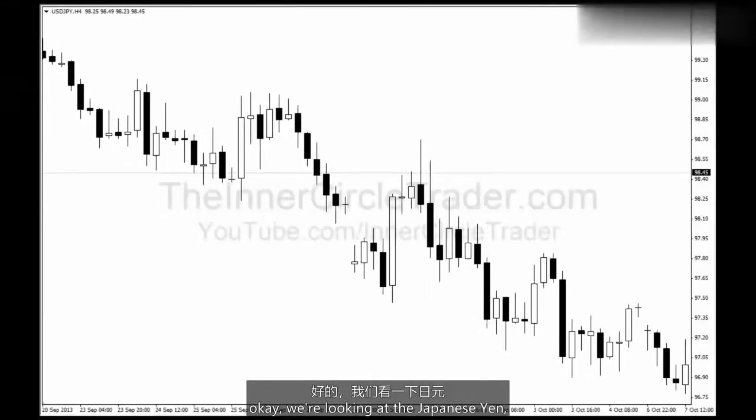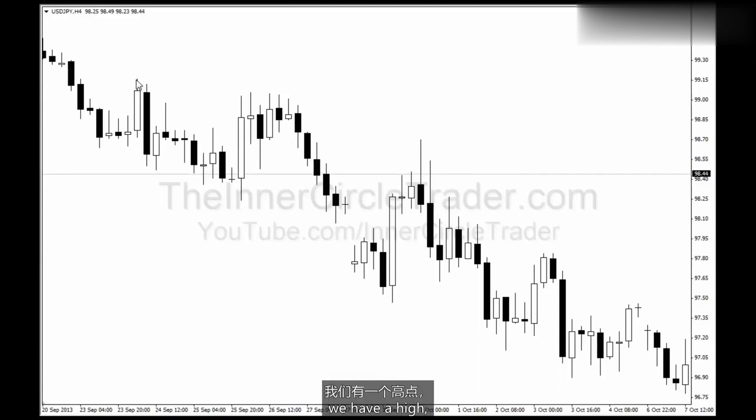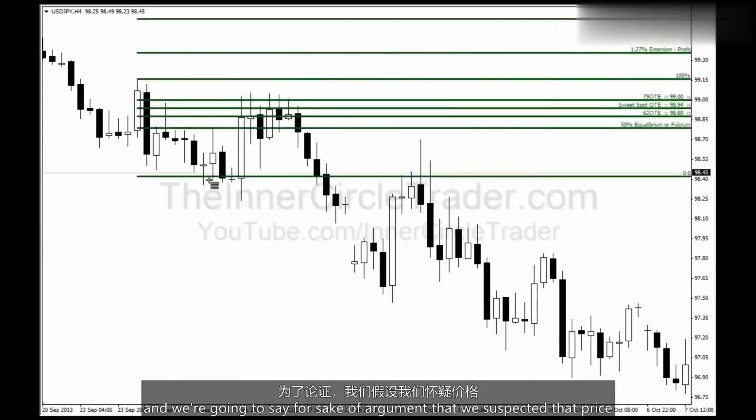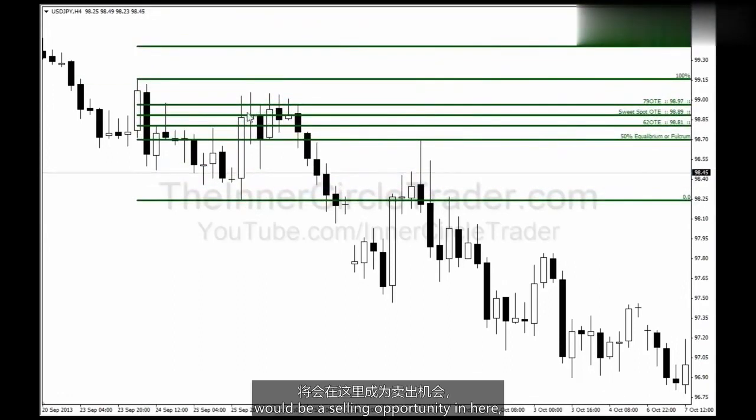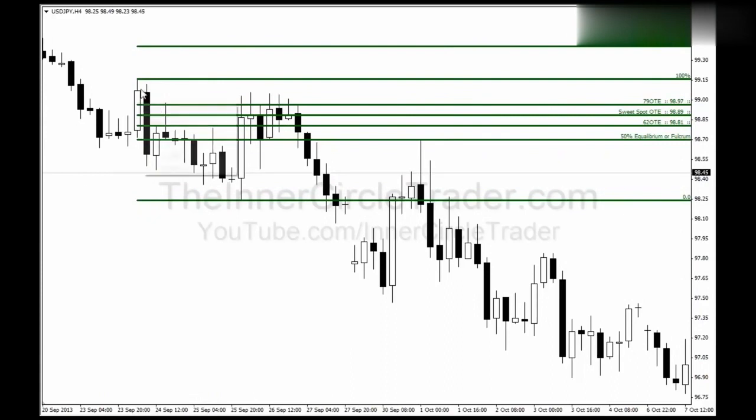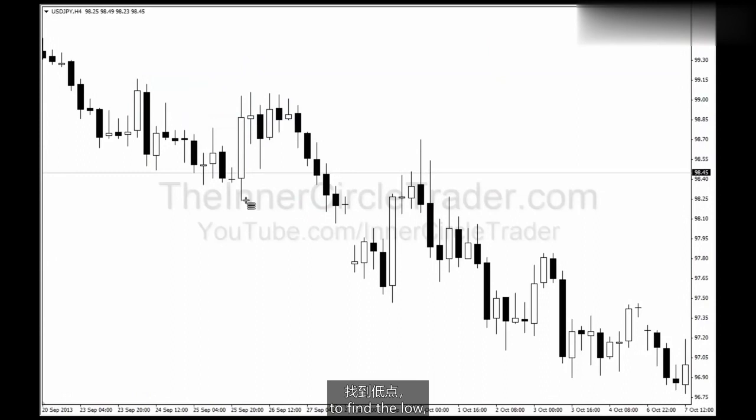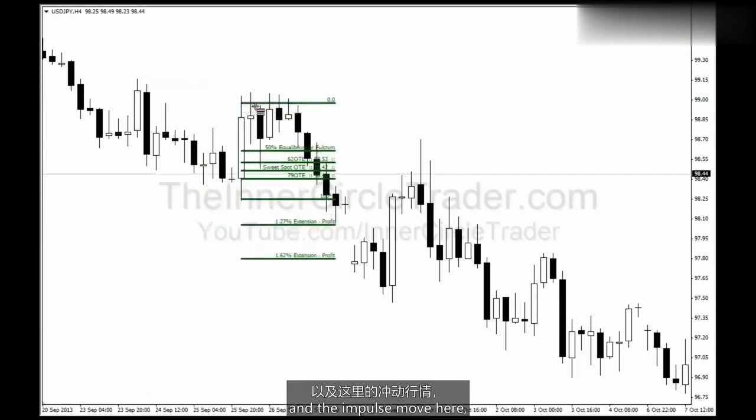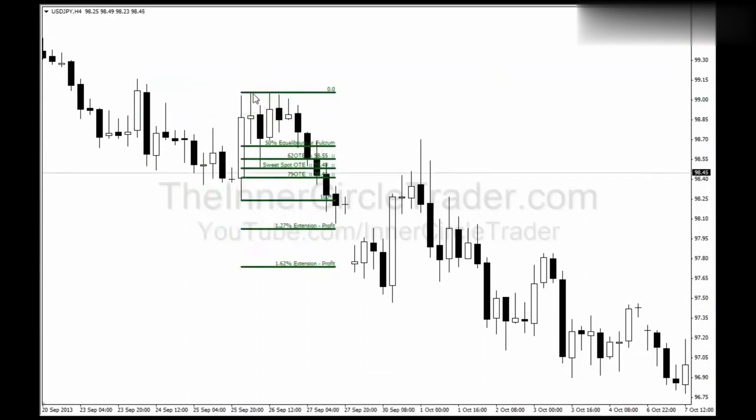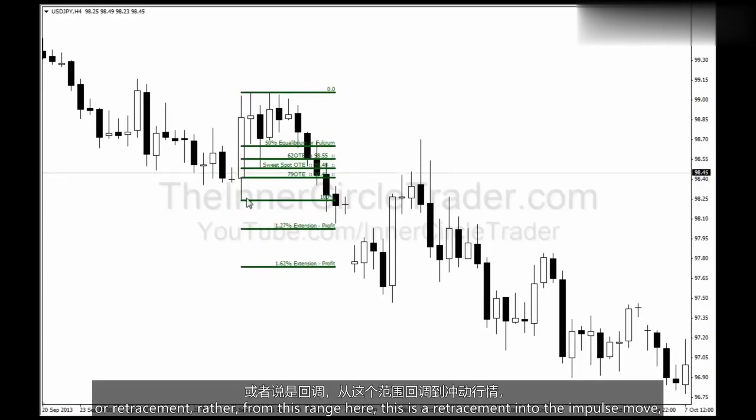We're looking at the Japanese yen, dollar versus the Japanese yen rather. We have a high, price trades down, retraces, and moves lower. As we anticipate a selling opportunity, and we're going to say for sake of argument that we suspected that price would be a selling opportunity in here. The way we get our downside objectives is to find the low up in the impulse move here, or retracement rather, from this range here. This is a retracement into the impulse move.